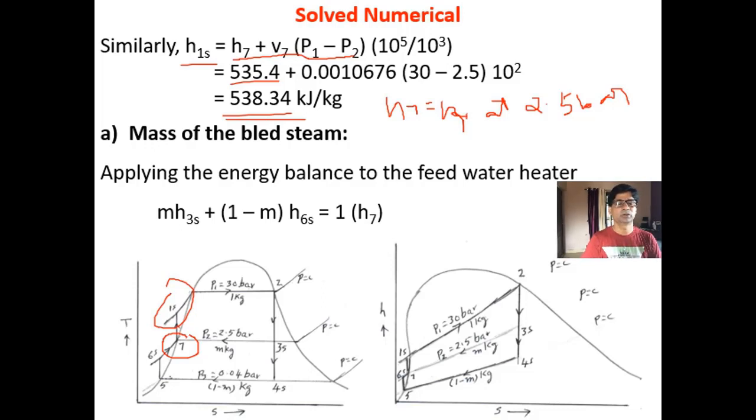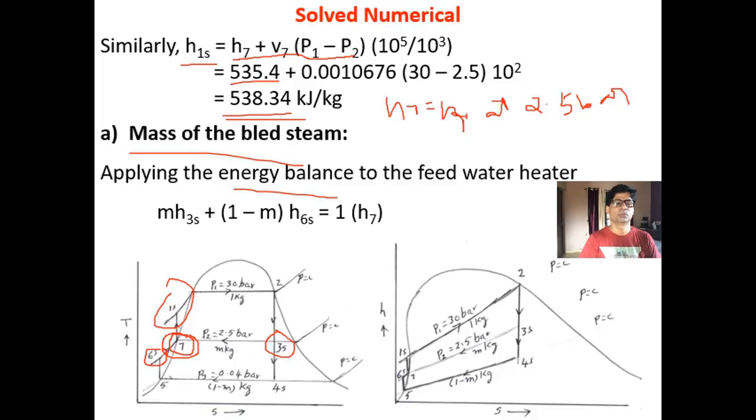Now it's very important to find out the mass of the bled stream, because what you did is find out H2, H3S, H4S, H5, H6S, H7, H1S. Our job is almost completed, because we noted the enthalpy at various points. Now let us apply the energy balance to the feed water heater. The entries are 6S and 3S, where 3S is steam and 6S is the condensate water, and the outlet of the feed water heater is 7.